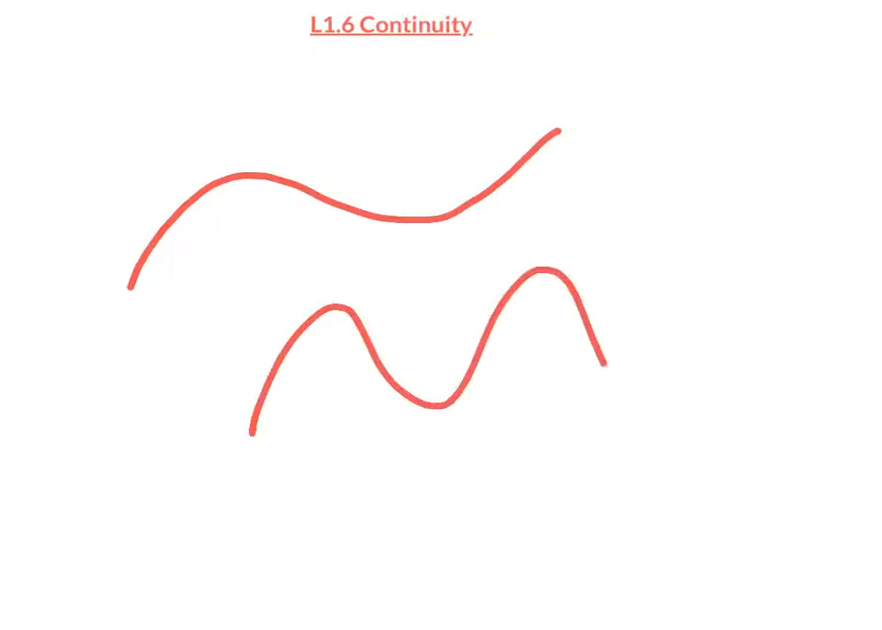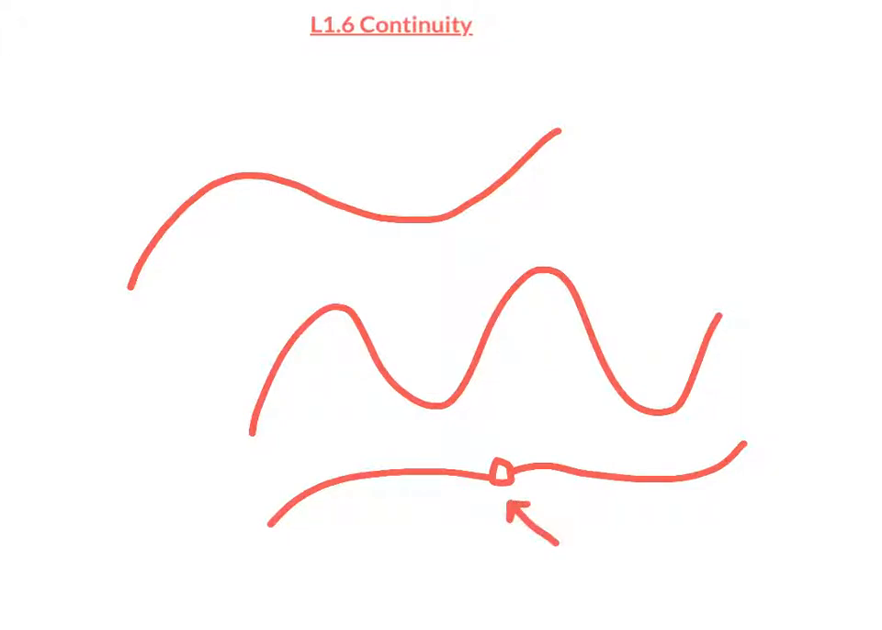Let's start with just the basic idea of continuity. This is continuous. This is continuous. This is not continuous. So if you have a hole, you're not continuous. If you have a piecewise function, you are not continuous. That makes a jump like this.